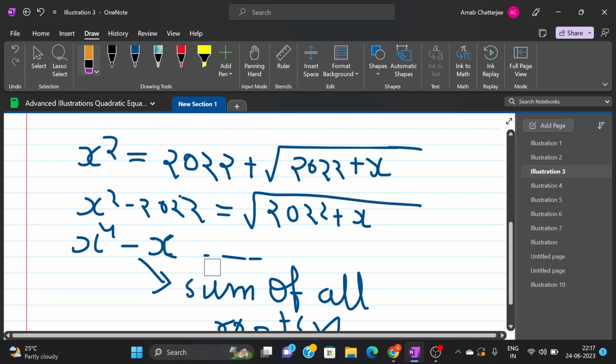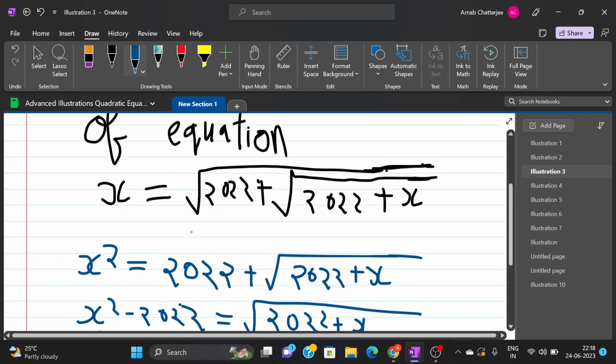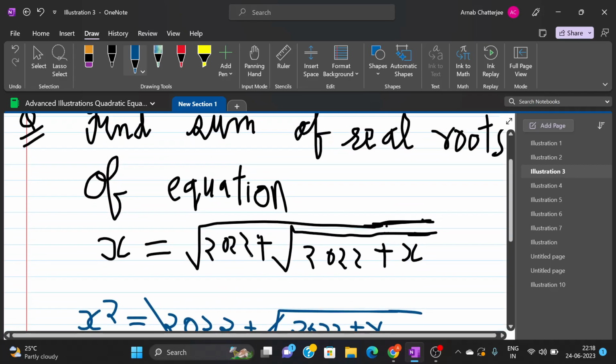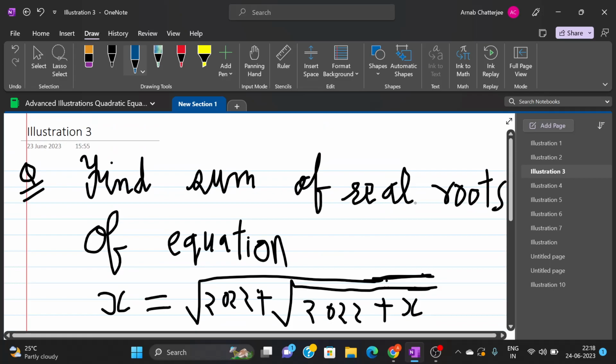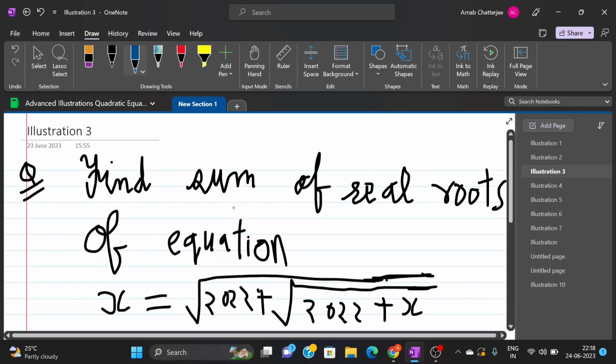Even if you made the whole equation, it is again a hectic task because you need to find the square of 2022, and that is a lot of calculations to make. So this approach does not work. It would work if he would have asked for only the sum of all the roots. Right now he is asking only for the sum of real roots. Okay, let's see what we can do furthermore.